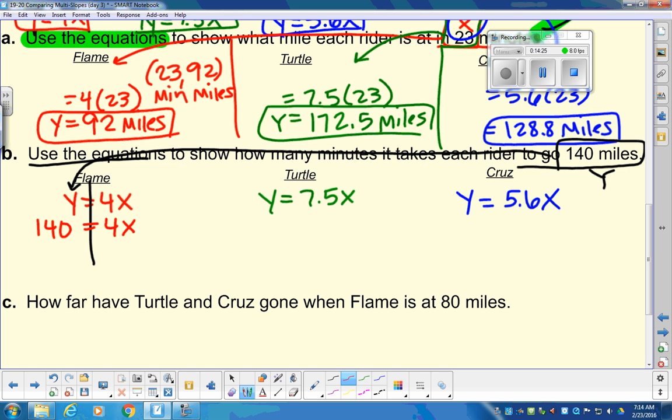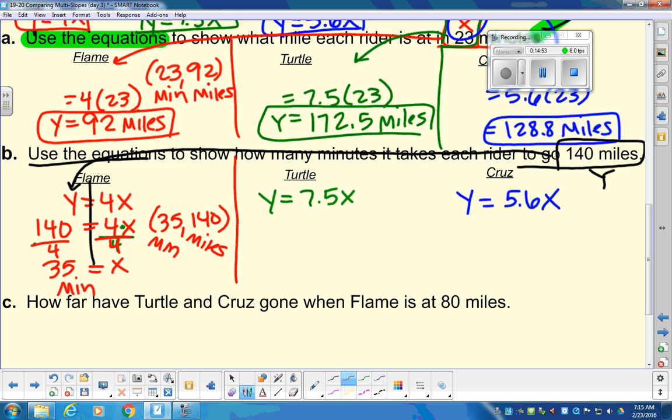Hand method. Take our hand, cover the variable. We're going to divide by 4, copy, paste. We're trying to solve for the minutes. The minutes is the variable x. So we have 140, which is the miles. Divide by 4, copy, paste. Go ahead, type that in. Gives us 35 minutes. So what we know is this: 35, 140 is a coordinate. 35 minutes, 140 miles would be our data point.